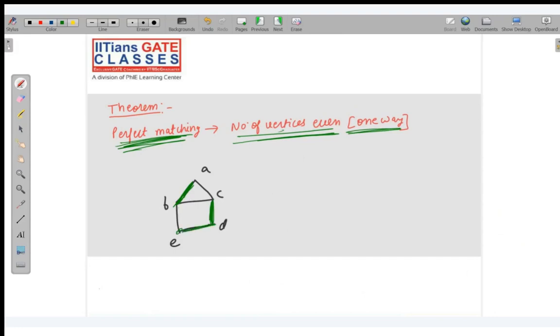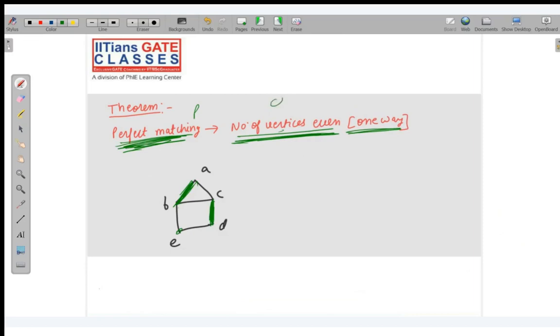If you take ED, then obviously it is not a matching. If you take BD, it is not a matching. And if you take AB and CD, it is not a covering. Why? Because with two edges you can cover only four vertices. What about the fifth vertex? That's why I have told you perfect matching means the number of vertices is even. This is a one-way theorem.